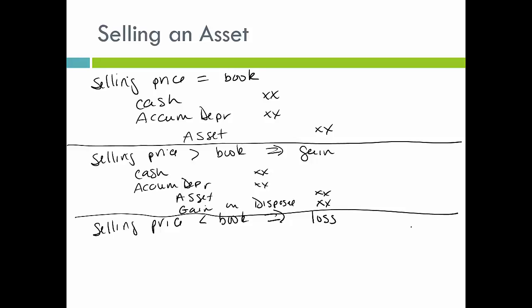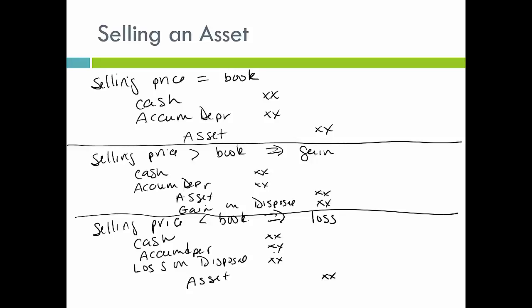Sorry, I'm running out of room here. And if I sell it for a loss, same thing, except instead of a gain, I'm going to have a loss. So I debit cash, I debit accumulated depreciation, I'm going to credit the asset, since that has a debit balance. And now, in order to make my debits equal my credits, I'm going to need a little something over here on the debit side, because the cash wasn't enough to make up the difference between accumulated depreciation and the asset. So I have loss on disposal.